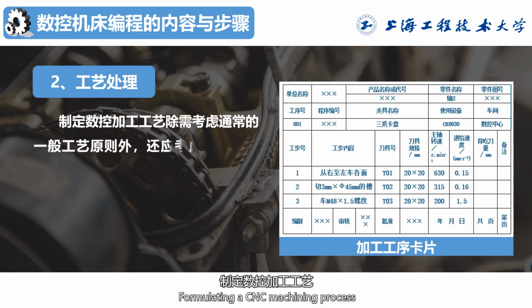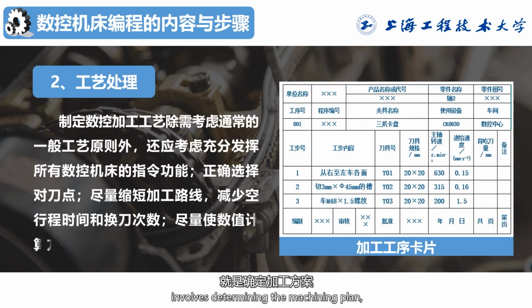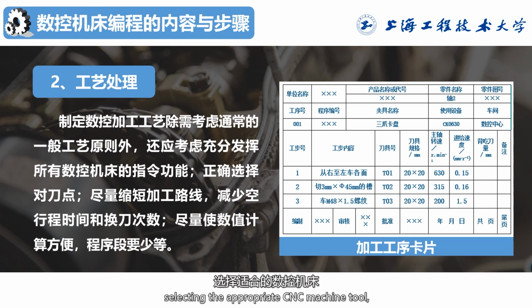Formulating a CNC machining process involves determining the machining plan, selecting the appropriate CNC machine tool, choosing and designing tools and fixtures, determining the optimal tool path, and selecting reasonable cutting parameters. In addition, it is necessary to fully utilize all CNC machine tool command functions, correctly select the tool setting points, minimize the machining path, reduce idle travel and tool changes, and make numerical calculation convenient.